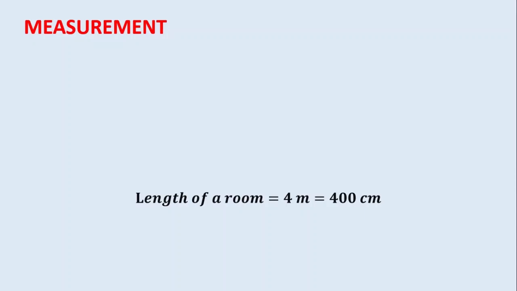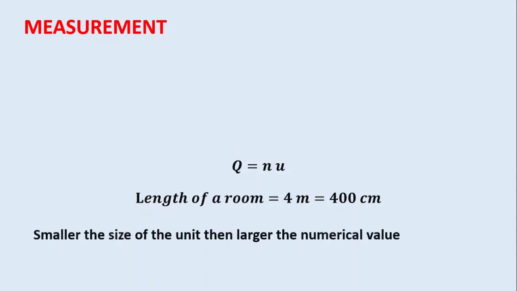When the unit part becomes less, the numerical part becomes more. So we can say that in general, Q equals N times U. N is the numerical value, U is the unit section of the physical quantity in measurement. So smaller the size of the unit, larger the numerical value. On the other hand, larger the size of the unit, smaller the numerical value. So Q equals N1 U1 equals N2 U2.